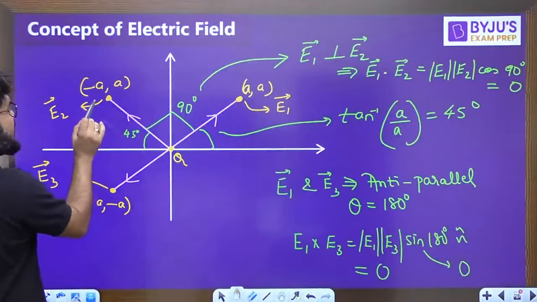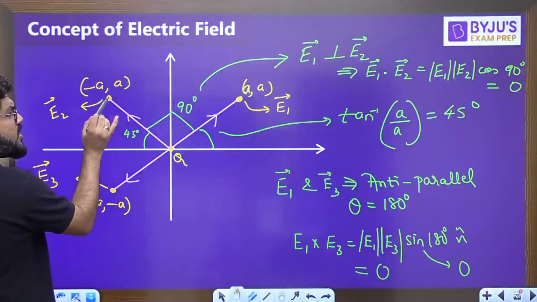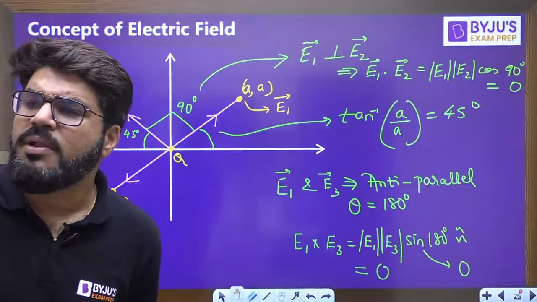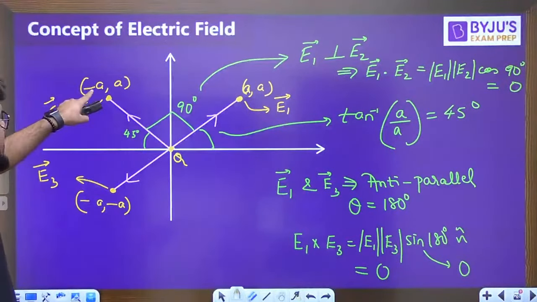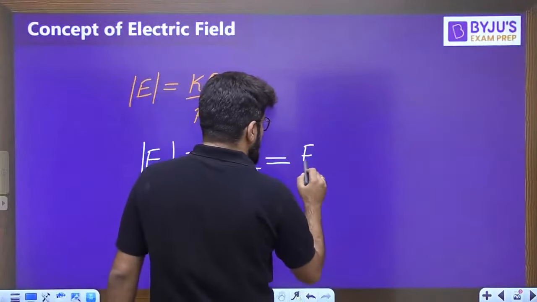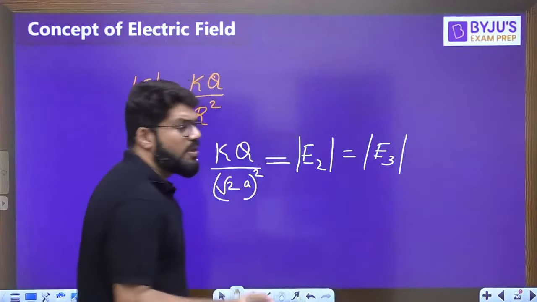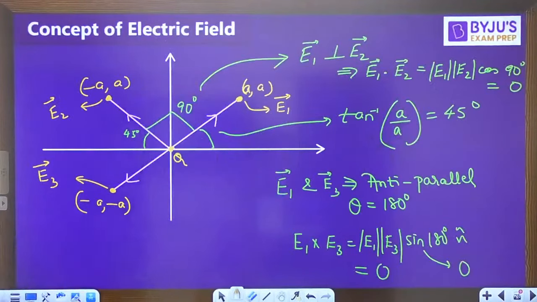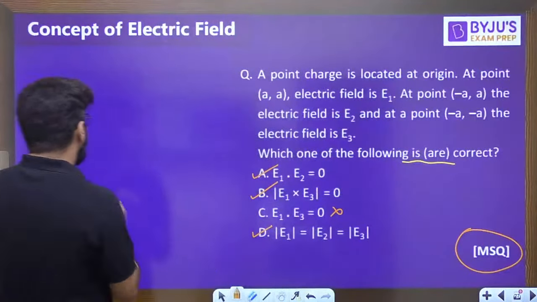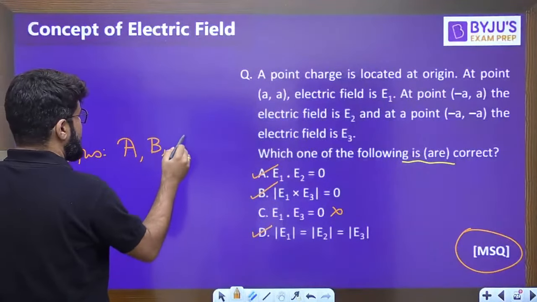And what is the distance for E2? The source charge is same, so Q is same for all, but the distance is also same. Whether it is A comma A or minus A comma A, when you take the distance formula, root x square plus y square, minus A whole square is A square. So all 3 distances are same. So the modulus of E1 is equal to the modulus of E2, and also equal to the modulus of E3. The magnitudes of all are same, and the correct option is also D. So it is a MSQ question where the answer is A, B, D.